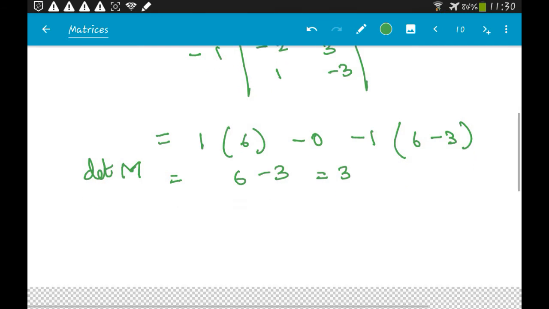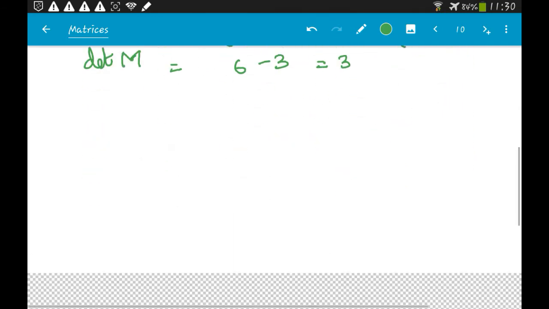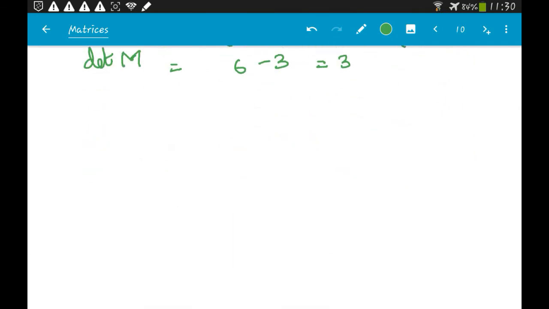Now we have already seen how to calculate the determinant of a 2 by 2 and a 3 by 3. But there should be some pattern. So we need to know how to calculate the determinant for a square matrix of any order. So what about for an n by n matrix?